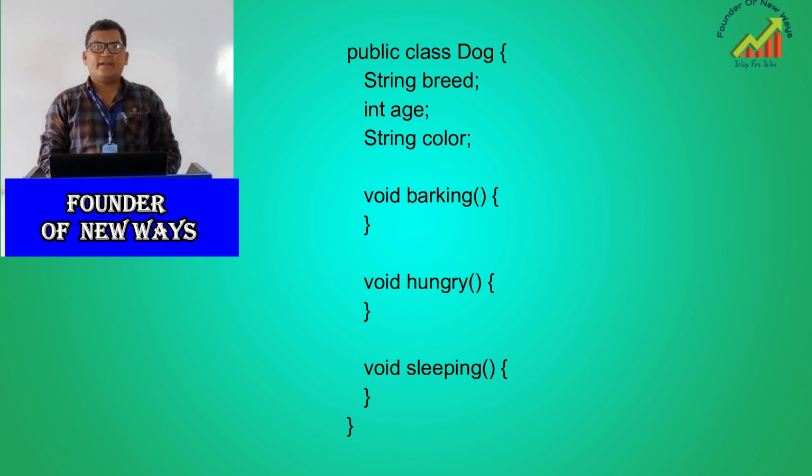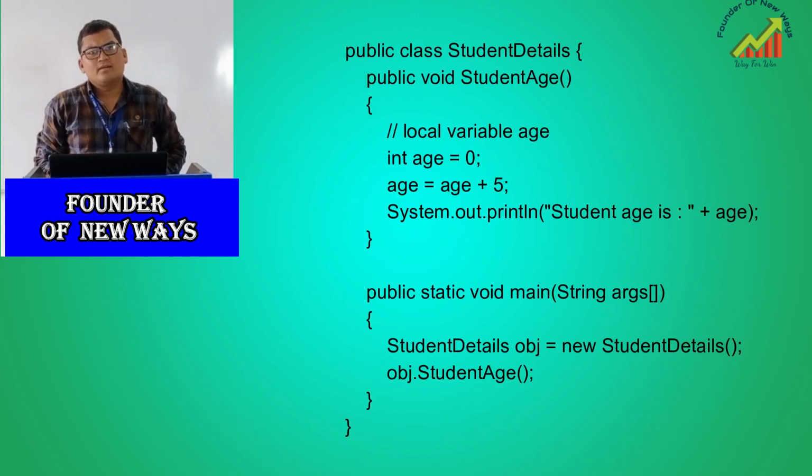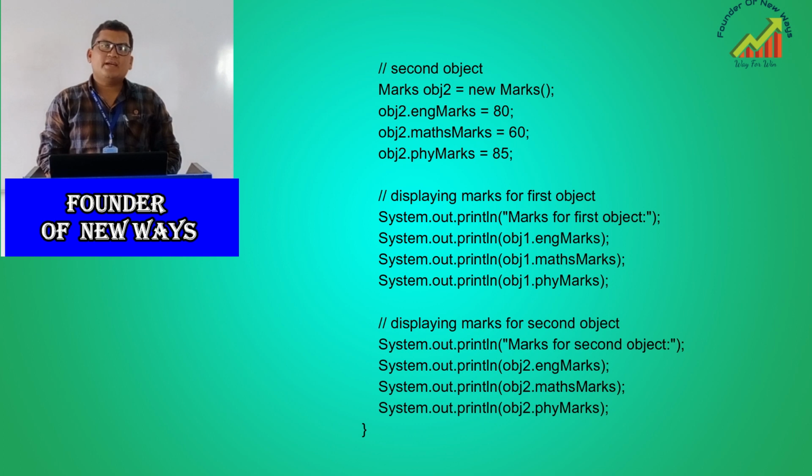A class can contain any of the following variable types. First, local variables. Variables defined inside methods, constructors or blocks are called local variables. The variable will be declared and initialized within the method, and the variable will be destroyed when the method has completed. Second is instance variables. Instance variables are variables within a class but outside any method. These variables are initialized when the class is instantiated. Instance variables can be accessed from inside any method, constructor or block of that particular class.